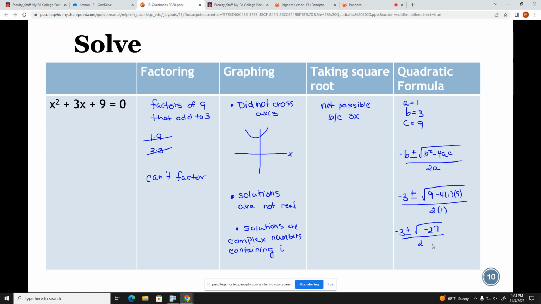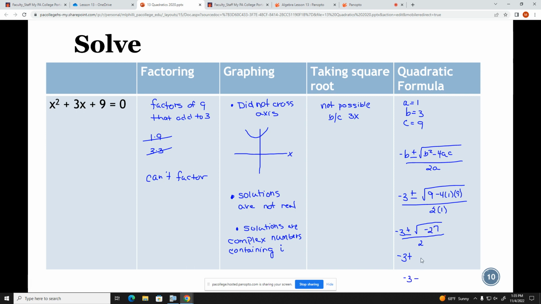So there are 2 answers here, and you do not fully have to simplify, but you do have to separate into 2 answers, and you do have to write it in the standard form for a complex number. So I have the negative 3 in front, and I have the plus for one of my answers. I have the negative 3 in front, and I have the minus for the other answer.